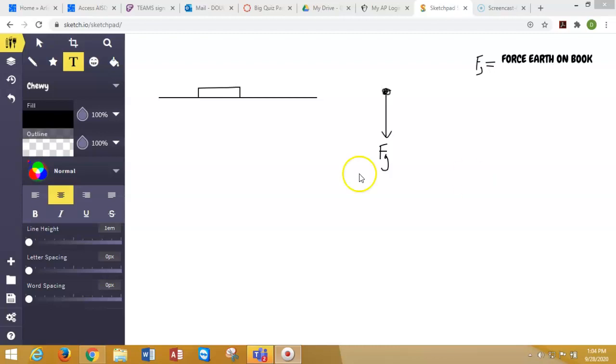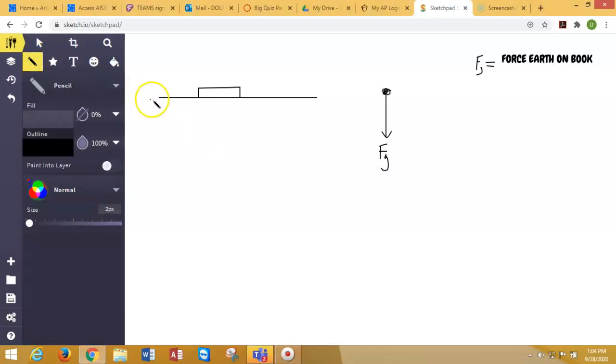The book and Earth are not actually touching. I have it drawn on a tabletop. And if we were in class, I would put the book on my table up at the front of the room. Earth and the book are not touching. If the book is sitting on this table, Earth is down here.